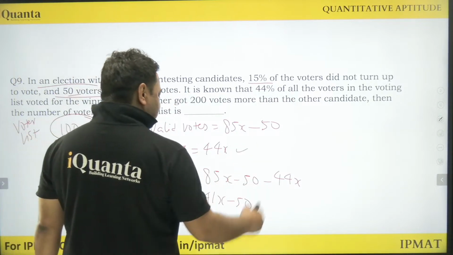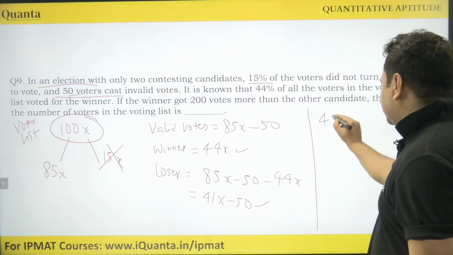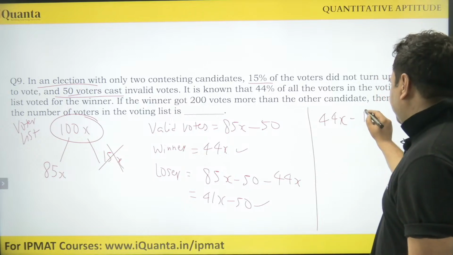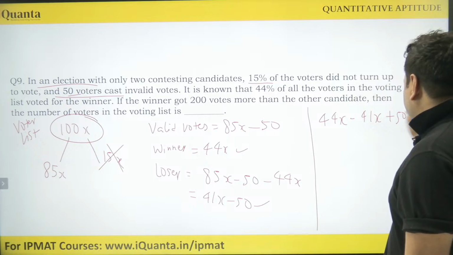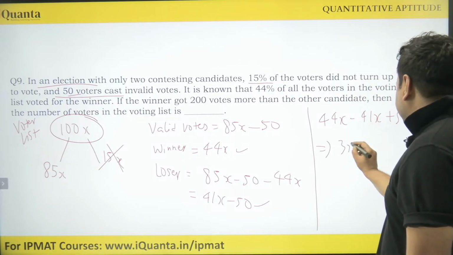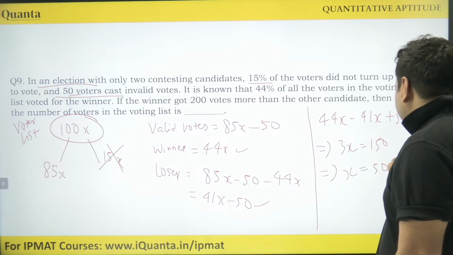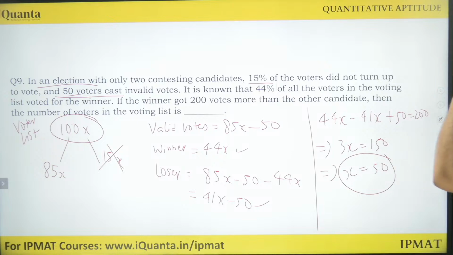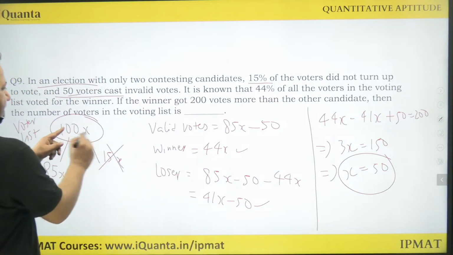So now we have this. Winner 44x, loser this. The difference has to be 200. So 44x minus this, which means minus 41x plus 50 is equal to 200, which comes out to be 3x is equal to 150. Therefore, the value of x becomes how much? 50. Clear? The value becomes 50. Total votes, how many will it be? 100x, that is 5,000.